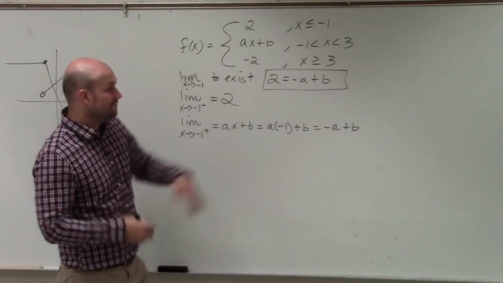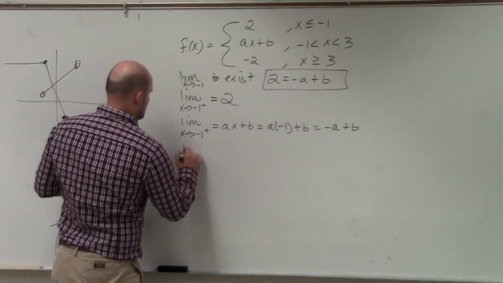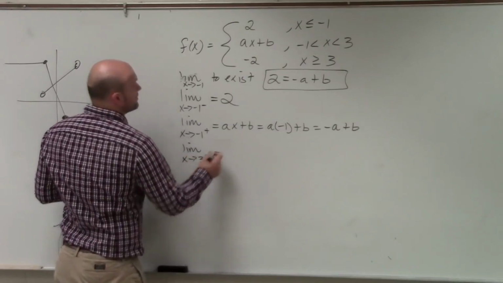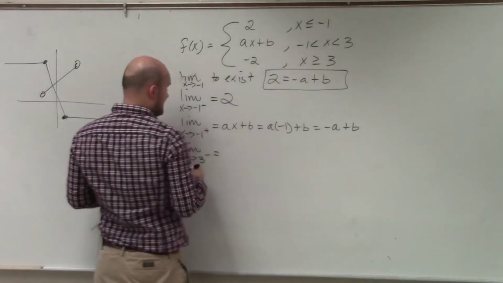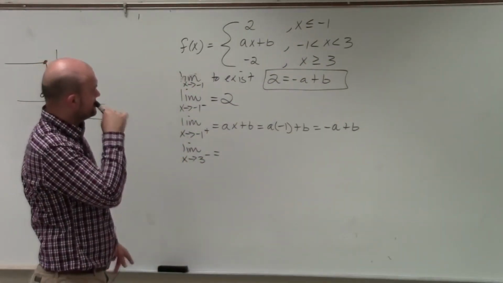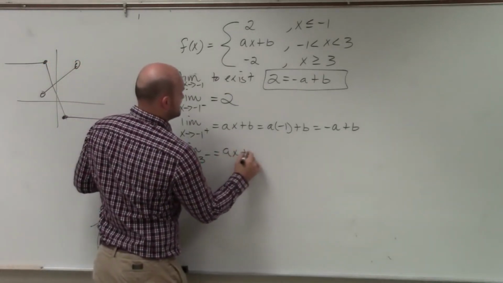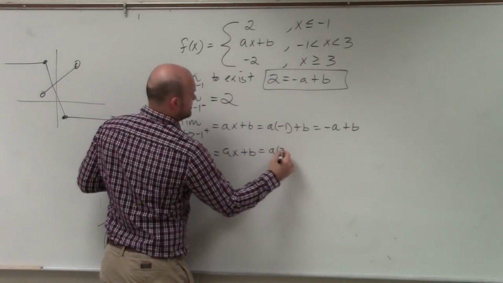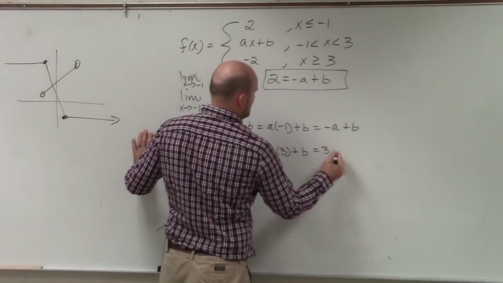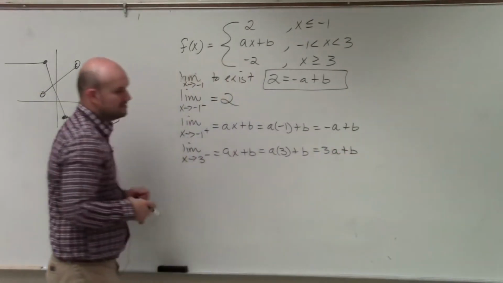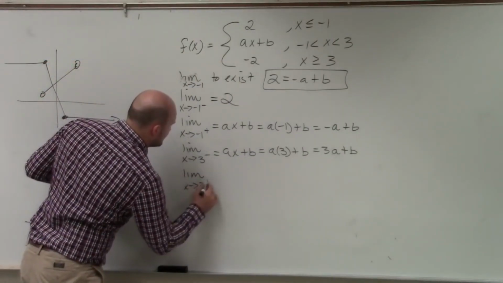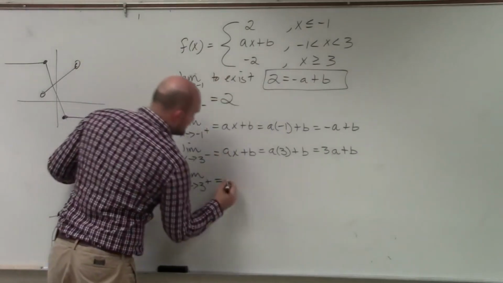Now, let's look at the next break point. At 3, the limit as x approaches 3 from the left. The left is going to be ax plus b. Evaluate for the limit at 3: 3a plus b. Does everybody follow? The limit as x approaches 3 from the right is just negative 2.